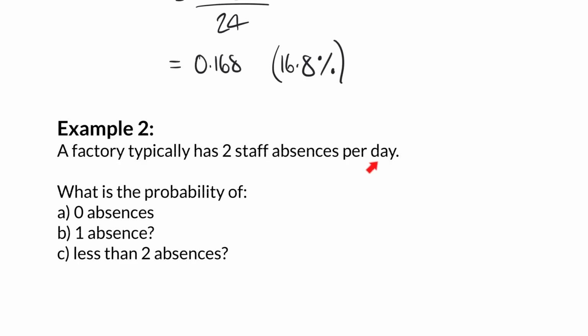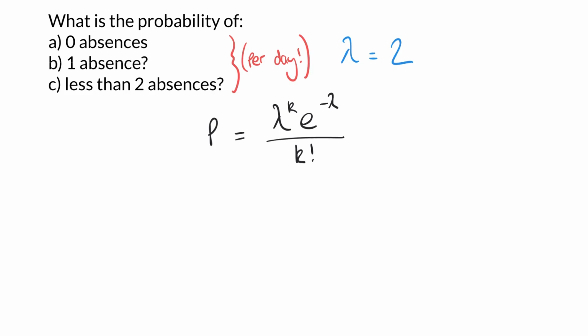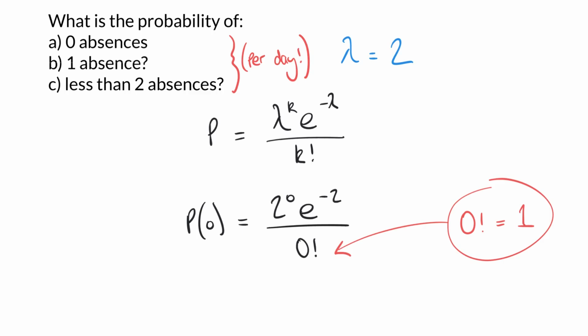We're taking it by day this time rather than by week. But again, we can just do exactly the same thing. Lambda equals 2 for this example, because we're told that this is the typical expectation. And again, we're going to work out probabilities of when there's 0 absences, 1 absence, or less than 2 absences. So these are going to be dictated by our k values, because we're going to say that k equals 0 for this first example. So here it is, our formula again. We're going to populate it now. We're looking for the probability of 0 absences. So that's our k term there. And with our values populated, we get a result of 0.135.